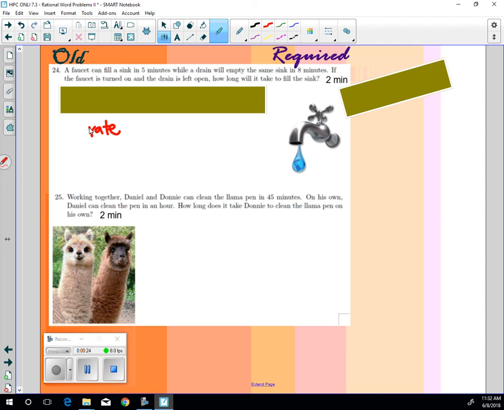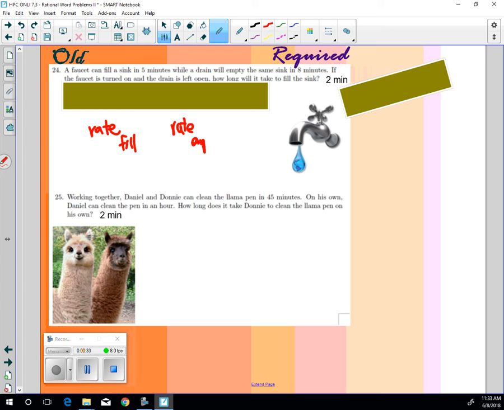So the rate filling the sink, there's a rate emptying the sink, and then there's a rate total. Okay? So if you're looking at the total, you're going to fill it, but it's going to be emptying, and then that will be the combination. So because the drain is emptying, that makes it kind of different. So I would do it this way.